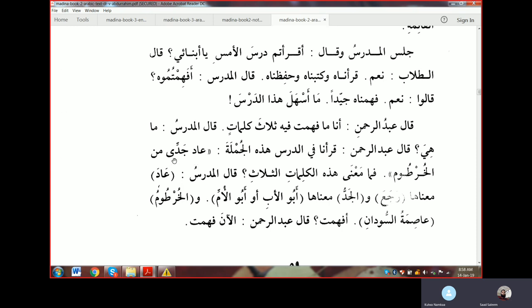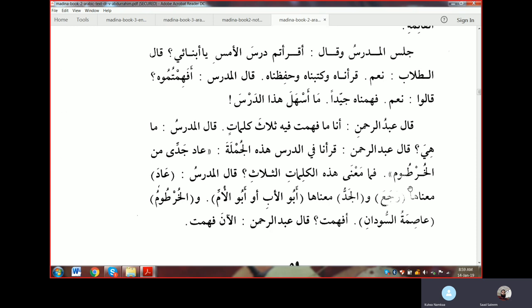عاد جدي من الخرطوم. فمعنى هذه الكلمات الثلاث؟ عاد جدي من الخرطوم. What does it mean? Ada means return. Jaddi means grandfather. Yes, my grandfather returned. Ada Jaddi means my grandfather returned.